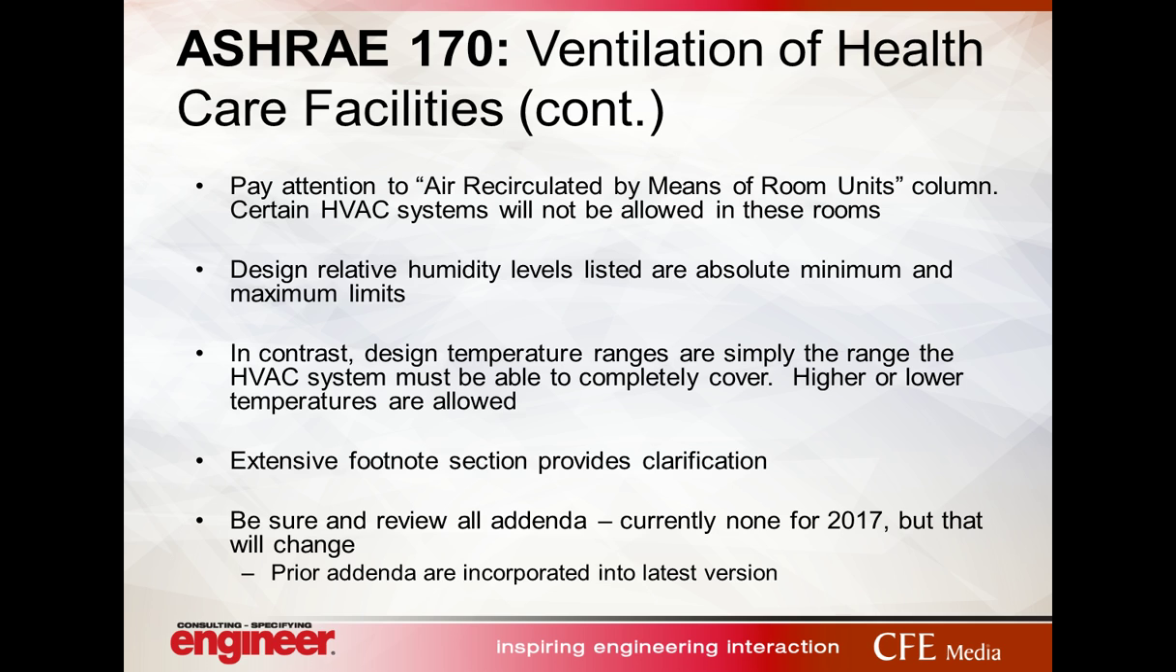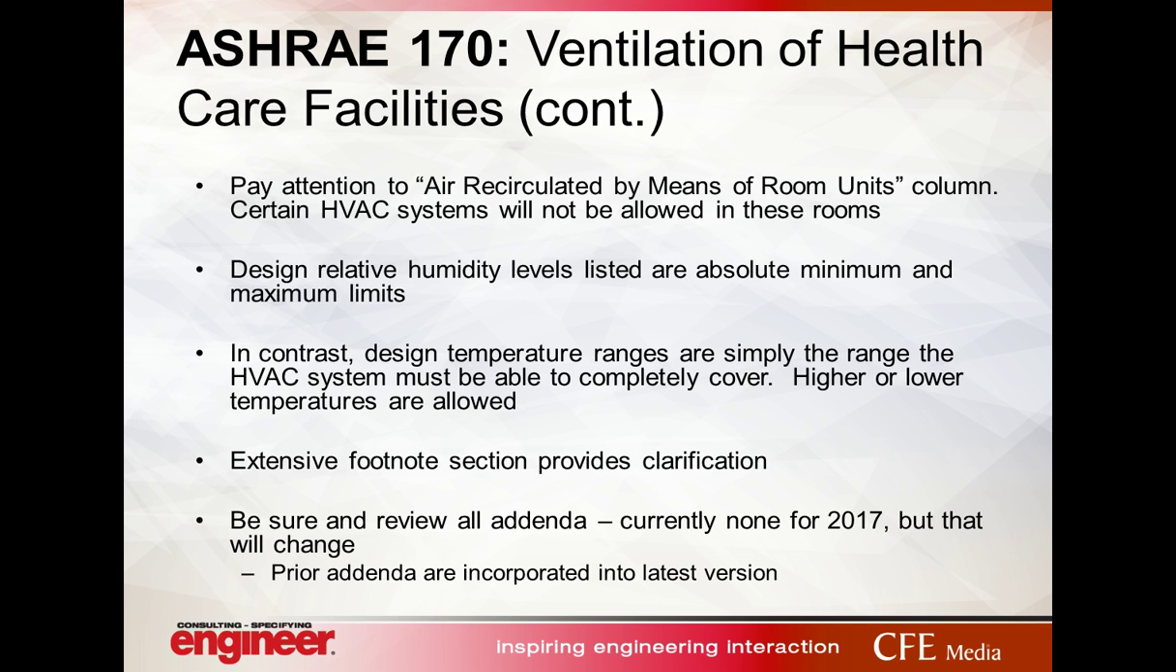One column to be particularly aware of is the recirculated by means of room units column on table 8.1 on the chart. This will govern the types of systems that you're able to use. So if the answer is no in this column, like an operating room or an ICU, you're not able to use recirculating type systems. And we'll talk about some of those today, but an active chilled beam, for example, would not be an appropriate system for an operating room, because recirculation is not allowed in that room.